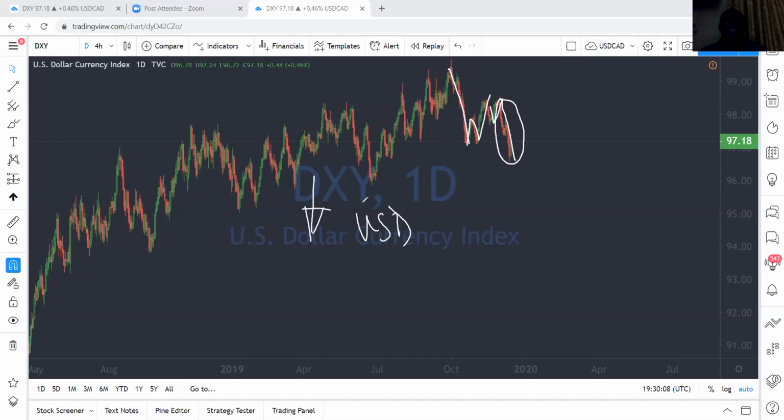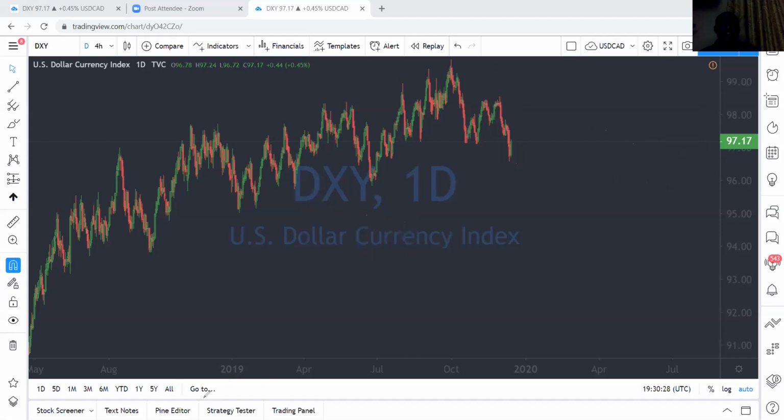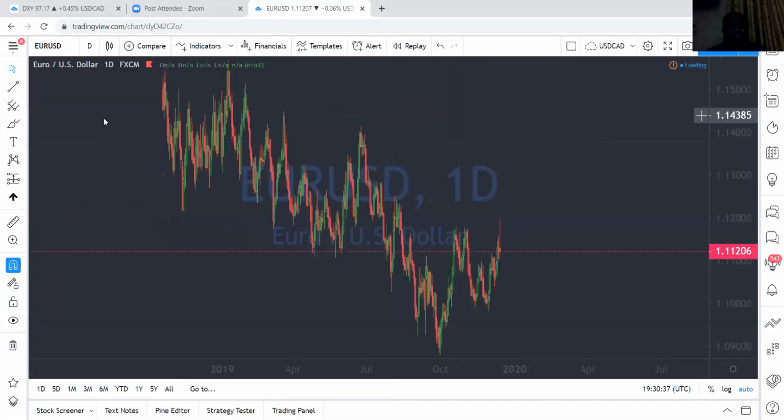Okay? And whenever this happens, that DXY is going in one direction, something will happen. What is that thing that will happen? Euro USD will go to the upside. Gold will go to the upside. Can you see? So you can see these 3 waves here. If I take you to the Euro USD chart, you are going to see something. Let's go to the Euro USD chart. Euro USD, daily.